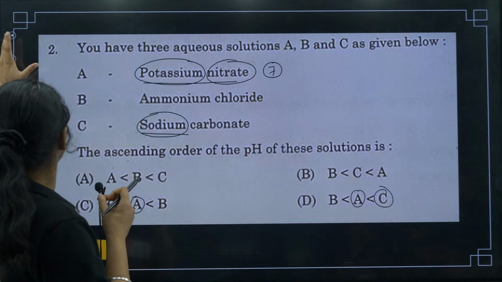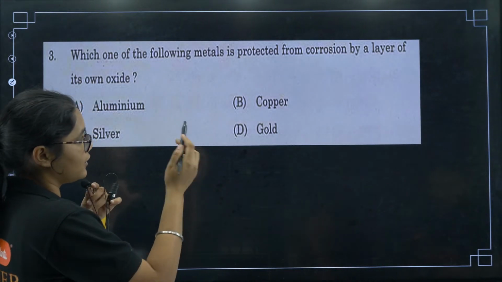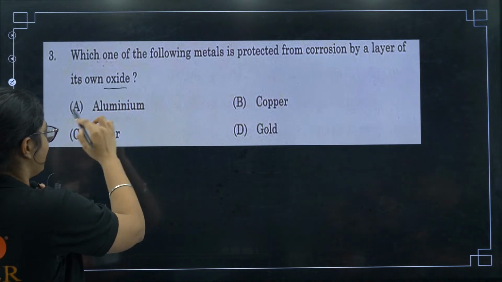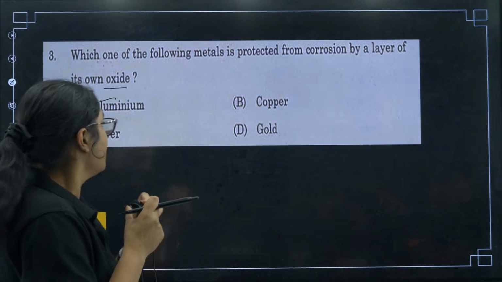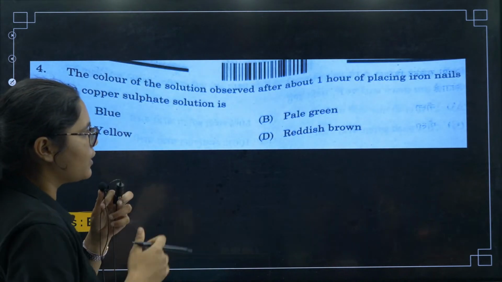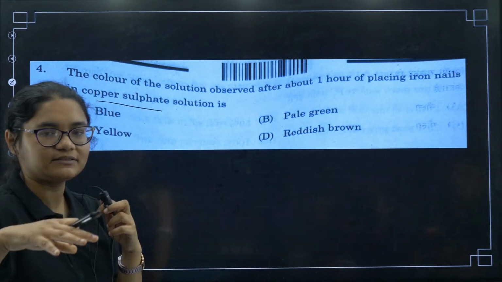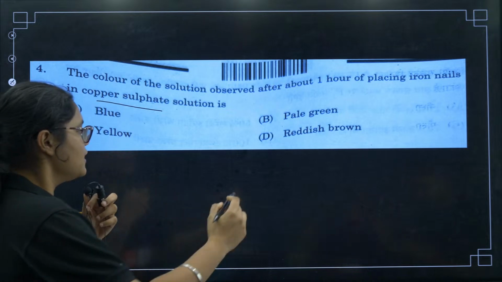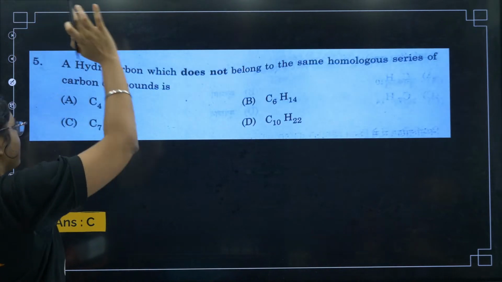Next, question number 3: which one of the following is protected from corrosion by a layer of its own oxide? It is aluminium oxide, option number A here. Next, we'll move to the color of the solution observed after 1 hour of placing iron nails in copper sulfate solution. When you place them, we'll get FeSO4 formation, which is pale green in color. So option number B is the correct answer.